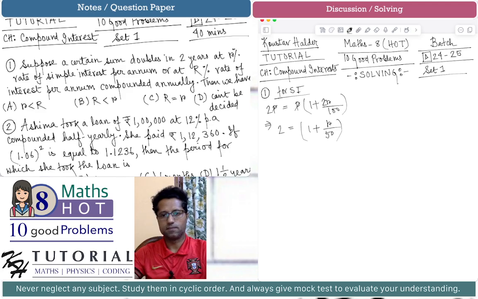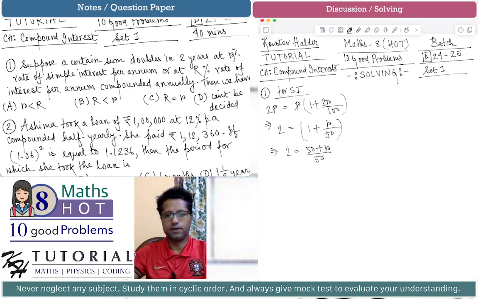We are having this. Okay, now from here we can see that we can easily solve for R. Solving this, we get 2 is equal to (50 plus R) by 50. So this implies, after cross multiplication, 100 is equal to 50 plus R. So this implies R is equal to 100 minus 50, which is equal to 50.